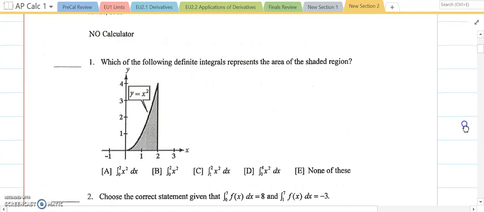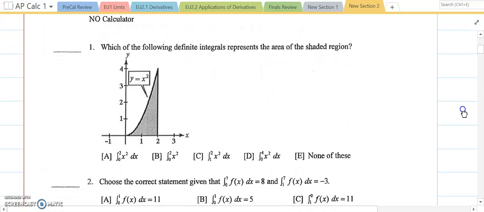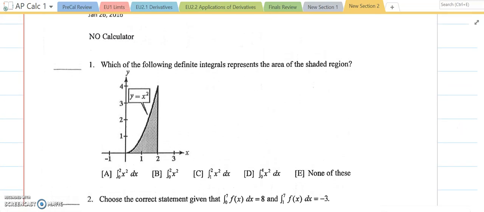Which of the following definite integrals represents the area of the shaded region? So what we're looking at right now, for those of you keeping score at home, is the study guide that I gave you at the end of class earlier this week. For one of your classes that was today, the other one that was actually back on Tuesday. Just going through it, every single question, step by step, exactly what my thought process is.